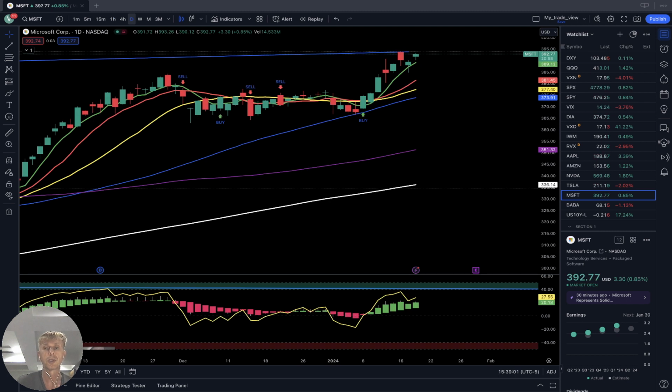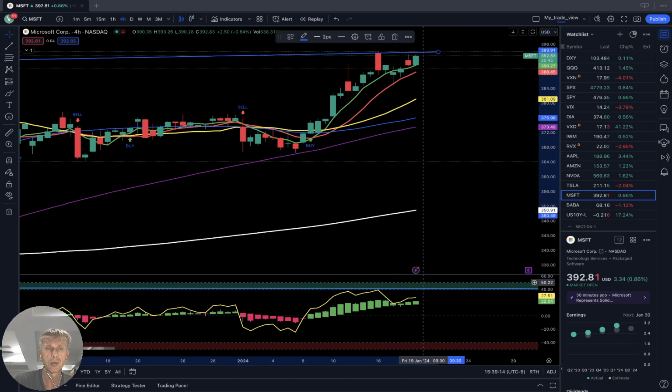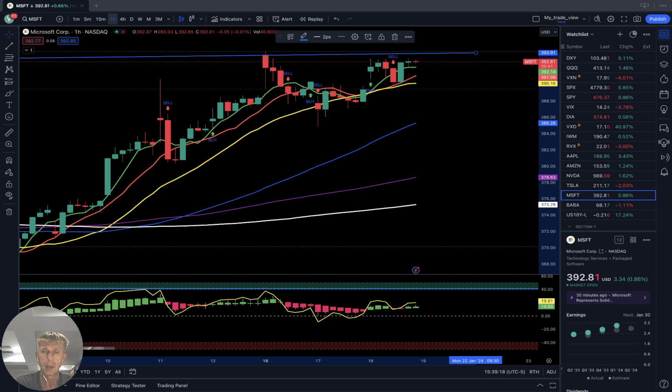Microsoft daily bullish trend plus 1%. Bullish trend, it has bearish divergence on RSI. 4 hours time frame, same bullish trend, and bearish divergence on RSI. And 1 hour time frame, bullish trend, last bar above all moving averages, bearish divergence on RSI.